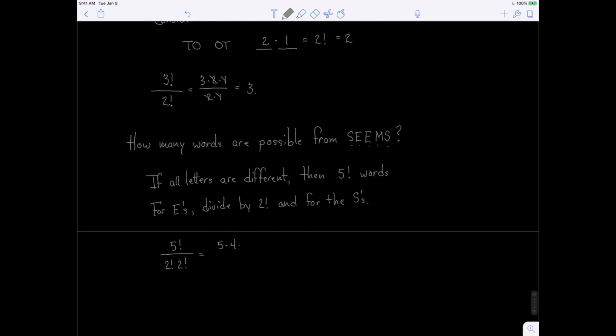You could try this on your calculator. So that's 2 times 1 times, oops, 1 times 2 times 1. Oh, and look at this. 2 times 2, that's a 4. 1 times 1 is a 1. So that's going to give me 5 times 3, which is 15 times 2, or 30 different words from SEAMS.